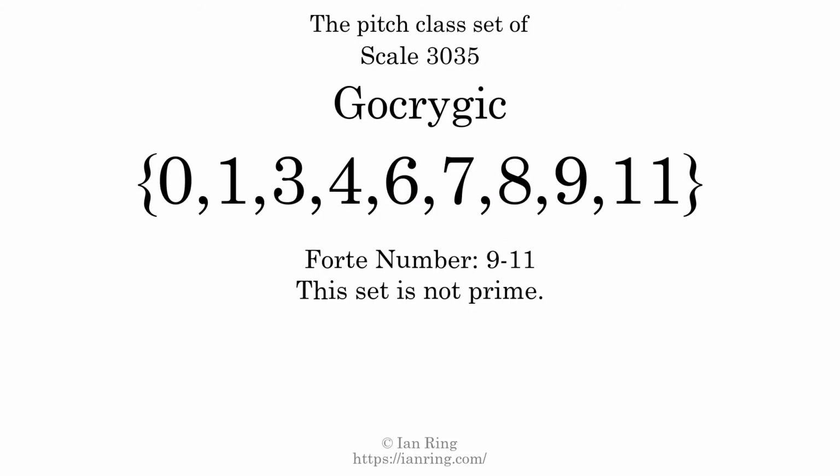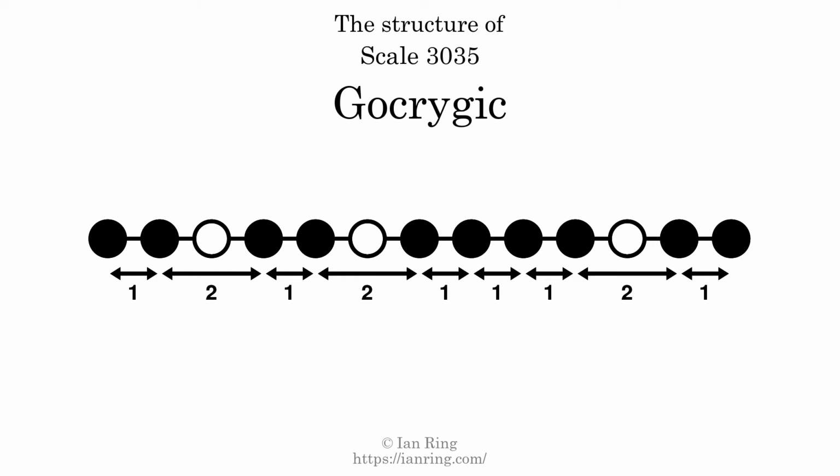The pitch class set for this scale is 0, 1, 3, 4, 6, 7, 8, 9, 11. The fault class is 9, 11. This set is not prime. The structure of a scale is a description of the interval distance between each successive tone. This scale has a structure of 1 2 1 2 1 1 1 2 1.